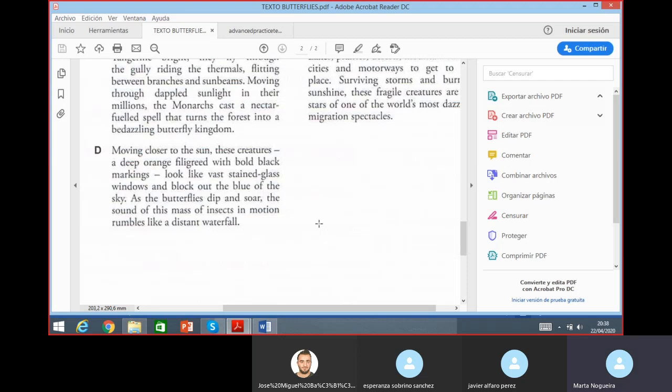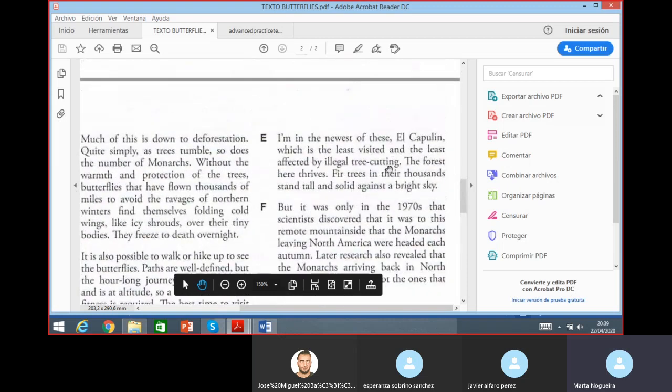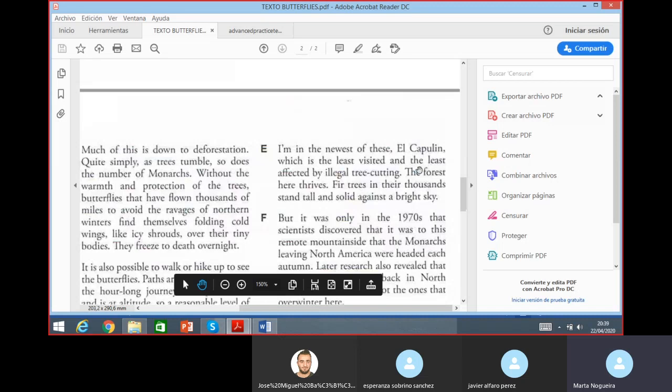I'm in the newest of these, El Capelin, which is the least visited and the least affected by the illegal tree cutting. The forest here thrives. Hemos dicho que thrive era prosperar. Entonces el bosque aquí prospera, está en una buena zona. Fir trees, los abetos, in their thousands stand tall and solid against the bright sky. Ok, stand tall es que permanecen firmes.